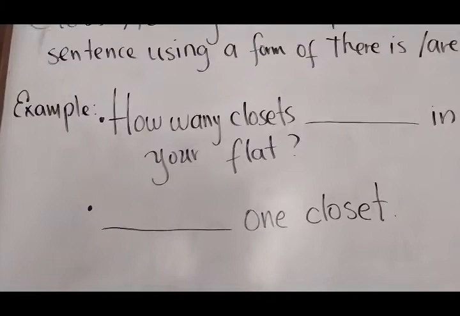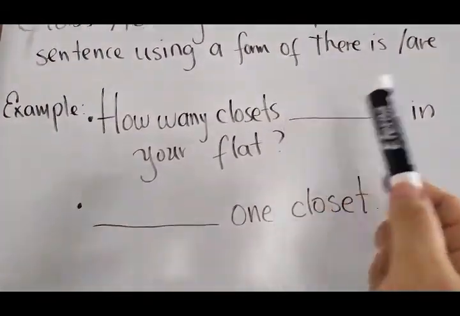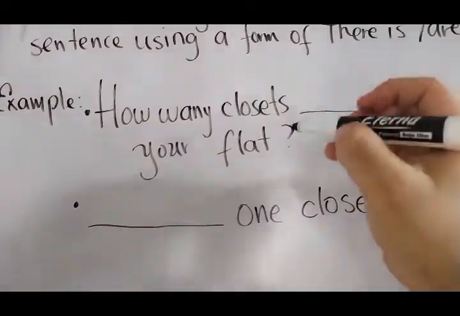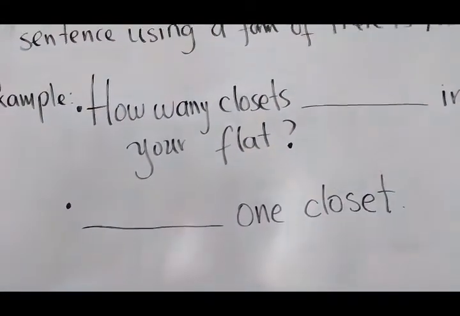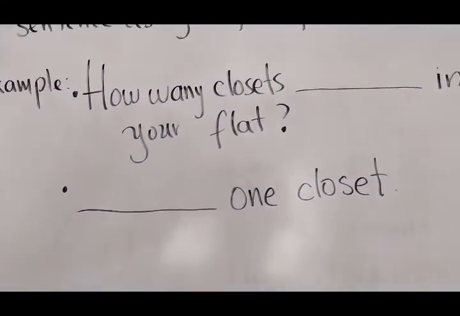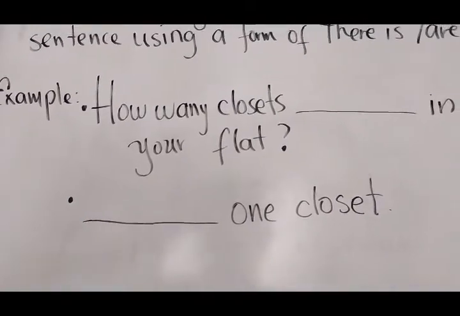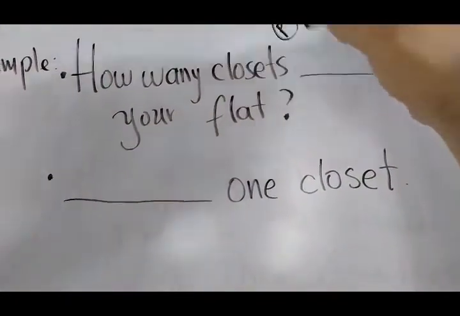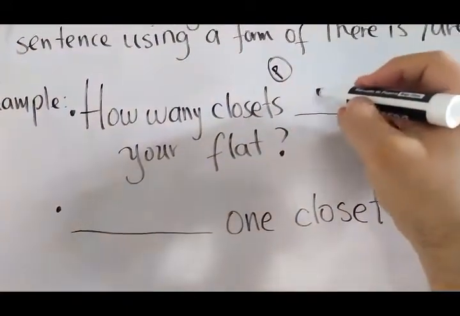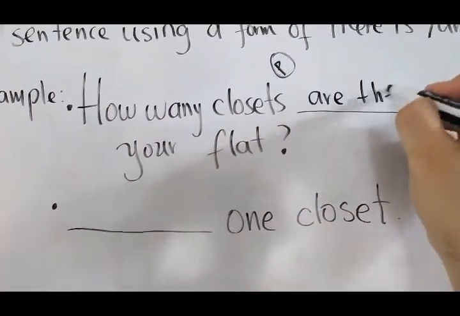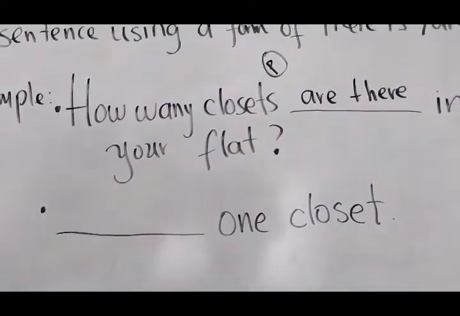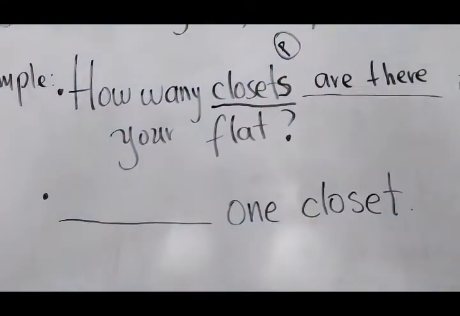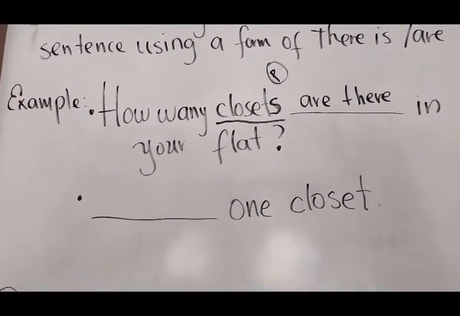So in this case we have: how many closets in your flat? As you see, there is a question, so we're going to use is there or are there. Let's see, is there or are there? As we are talking about closets in plural, in this case we use are there. Remember, we use are with plural nouns. How many closets are there in your flat?